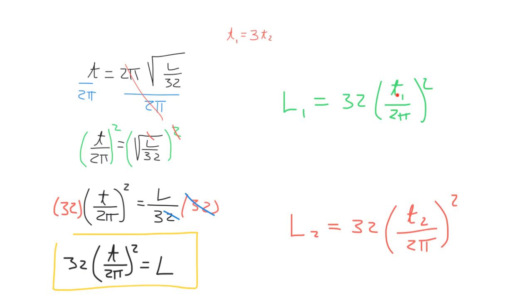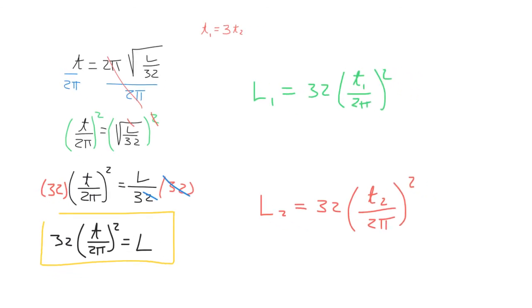Now, what we're going to do is replace this t sub 1 with 3t sub 2, because we already made the mental note, or even the physical note, that t sub 1 equals 3 times t sub 2. The time required for a full swing of pendulum 1 is 3 times the time required for a full swing of pendulum 2. So we're going to continue to work with this equation here. So really, it's 32 times 3t sub 2 all over 2 pi squared.